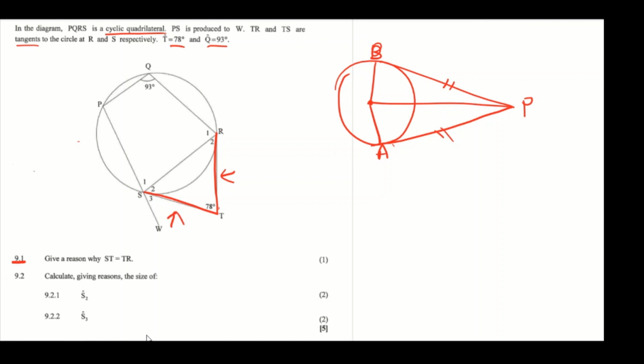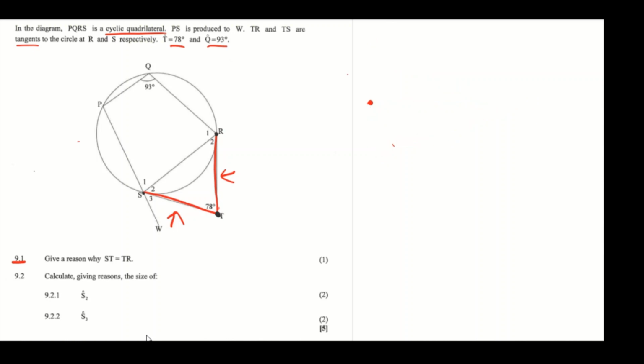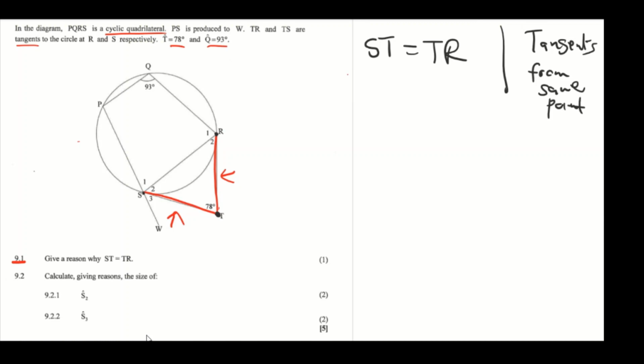It's because they share the same point, they share this point here, and they go all the way to the circumference of the circle. So now you know just by that theorem that we did. Anyways, let me remove this. So that's your answer for 9.1. You're just going to say ST is equal to TR. Reason for that is tangents from the same point. So that's how we find that reason.